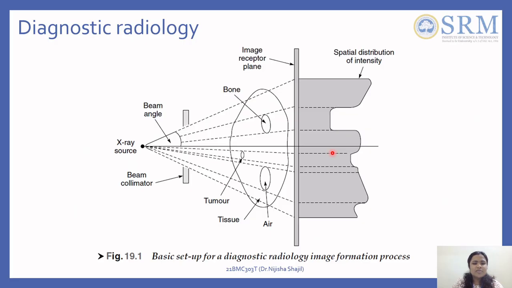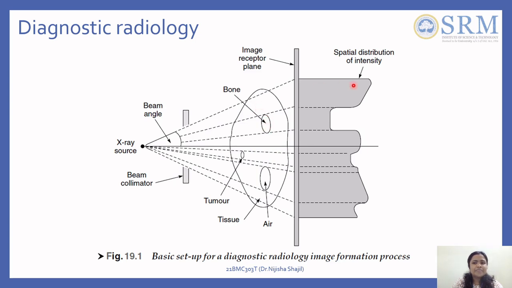This is just the basic setup of a diagnostic radiological image formation process. You have an X-ray source here, focusing it onto a structure. Assume this is the body. In it you have the bone, the tumor, the tissue, and air. These different structures present inside each have different density. When I send an X-ray, the absorption will vary based on what structure it is.